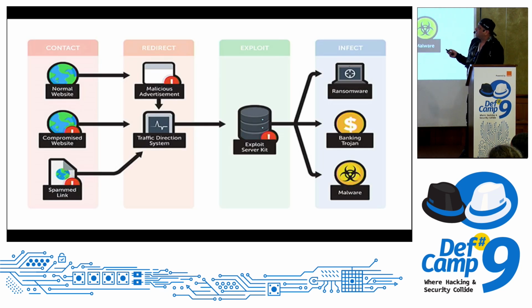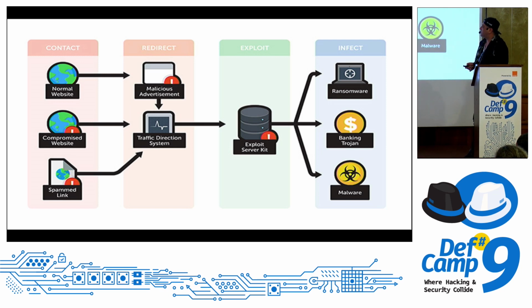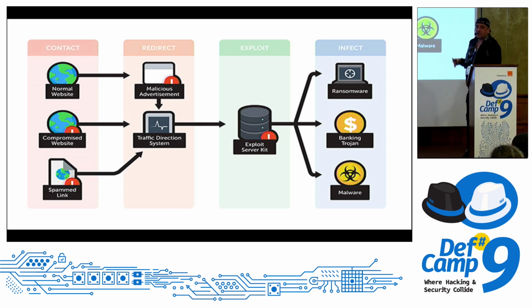It can be delivered either through a normal, uninfected website but with a malicious advertisement, through a compromised website, or even through a spammed link. The user is redirected to a traffic redirection system, which then attacks him with the exploit kit server, and then it can install ransomware, banking trojans, or some other types of malware. This type of technique is currently the predilect technique used by APT groups, be it espionage groups or banking attacking groups.